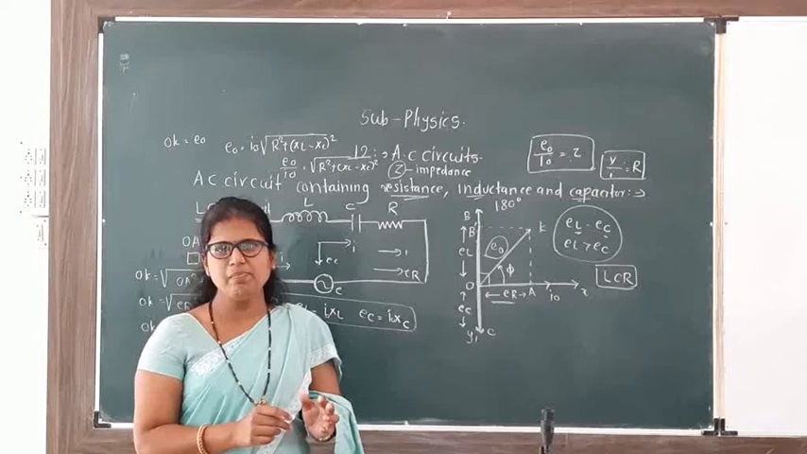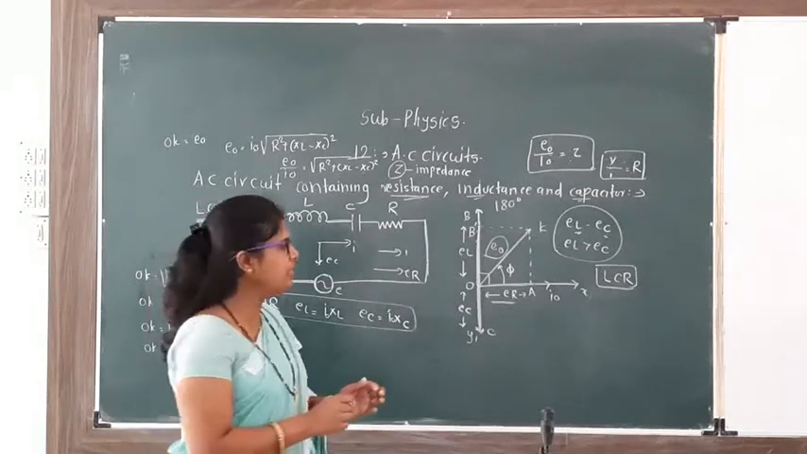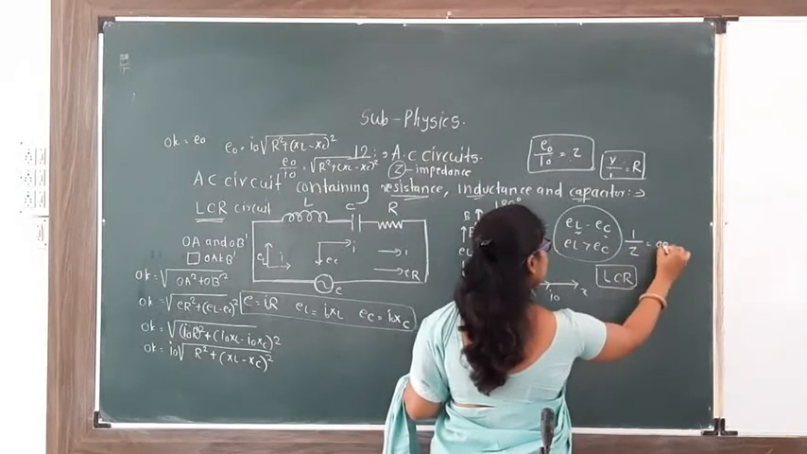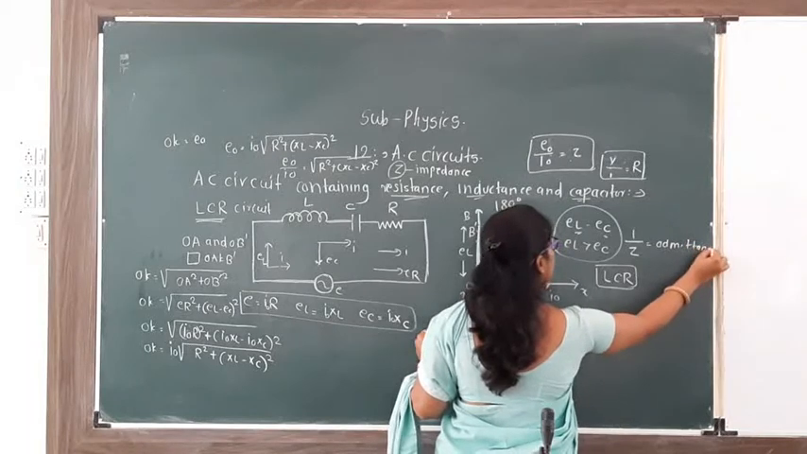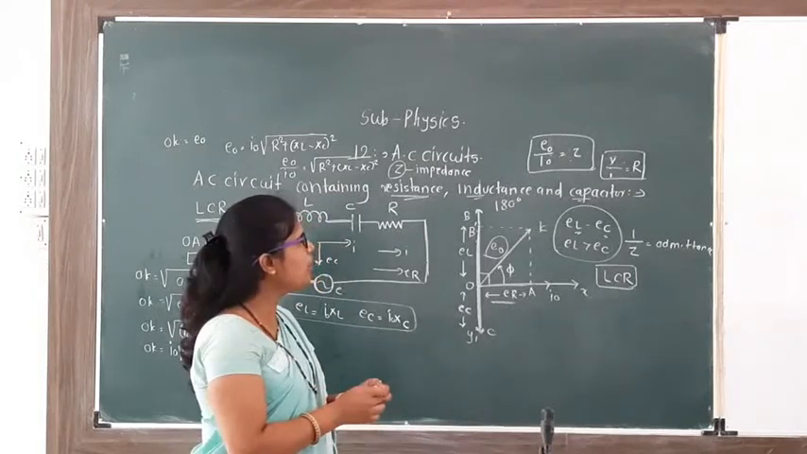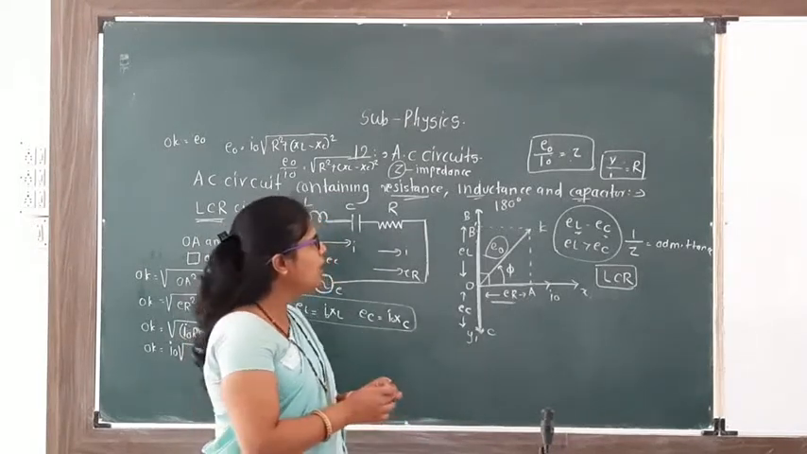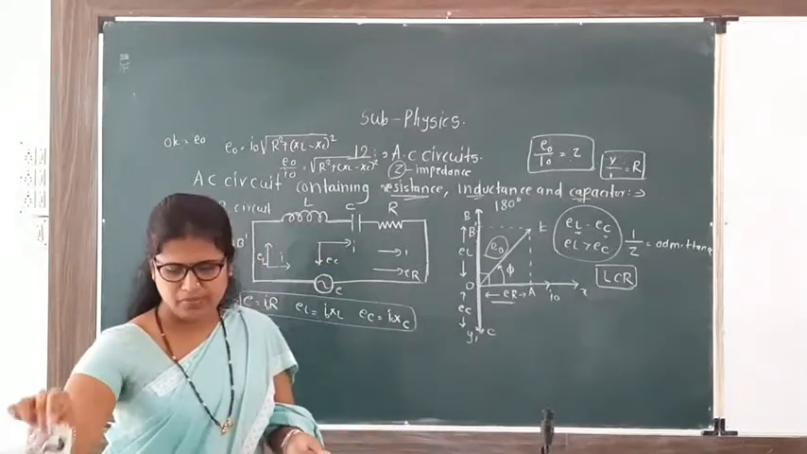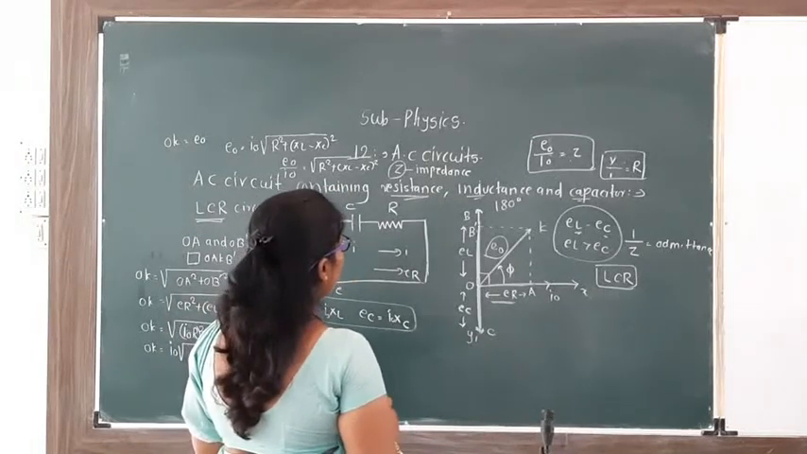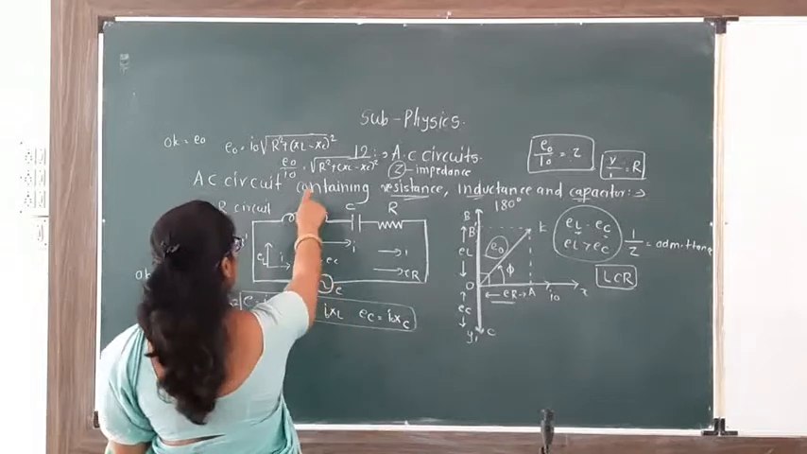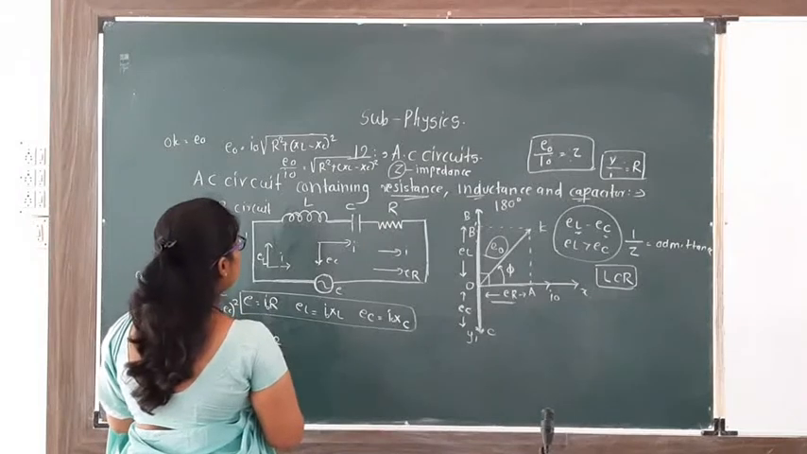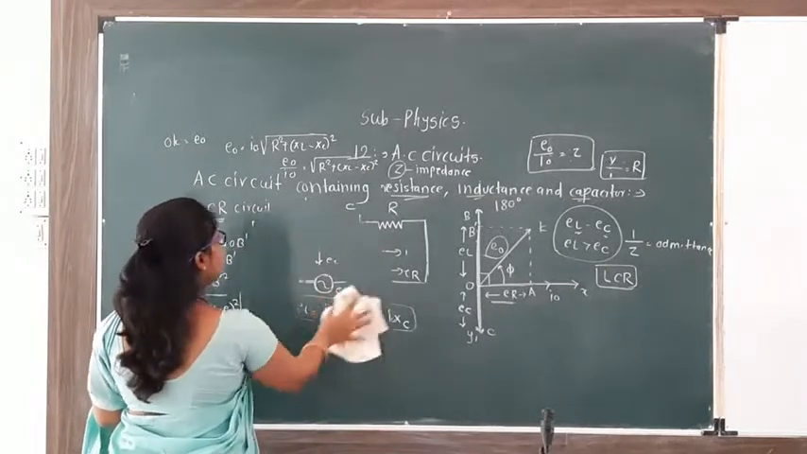The reciprocal of the impedance of an AC circuit is called admittance. What do we call the reciprocal? Admittance. And now what is the definition of impedance? It can be defined as the ratio of the RMS value of voltage to the RMS value of current. This is the phasor diagram, and we get E0 upon I0 is equal to Z, where Z is square root of R square plus XL minus XC square. This is when the AC circuit is connected to resistance, capacitor and inductor.